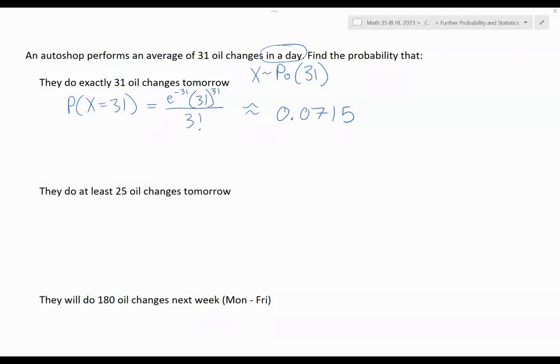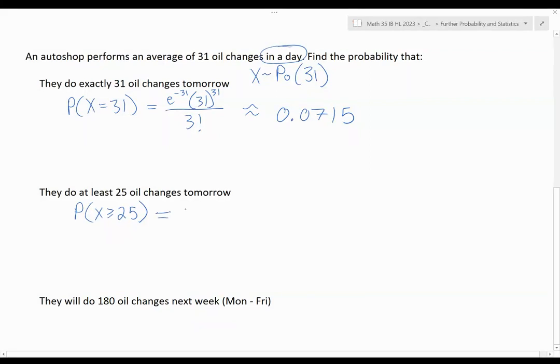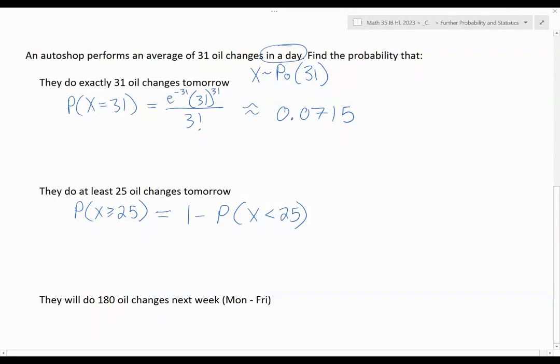Now, if I'm doing something where I'm doing at least 25 oil changes, so the probability that X is greater than or equal to 25, there's no upper limit. So I definitely can't just calculate this by hand. I mean, I could go until I get probabilities that are so basically 0 that I can stop adding them on, depending on what precision I want. But this is actually going to be 1 minus the probability of X being less than 25. And this is where we can use the cumulative distribution feature. But note that for the cumulative distribution feature, I'm going to be using an X value of 24 because I want to include all of the probabilities from 0 to 24, and then I will subtract that from 1.